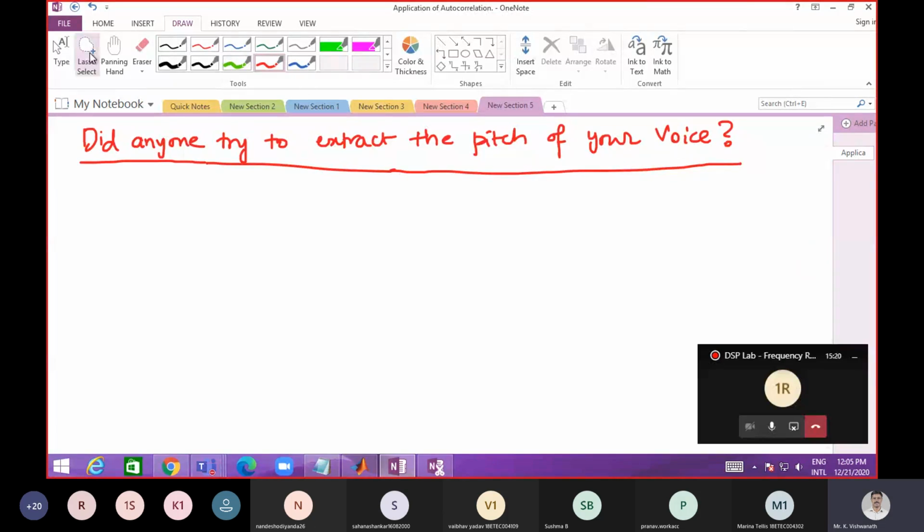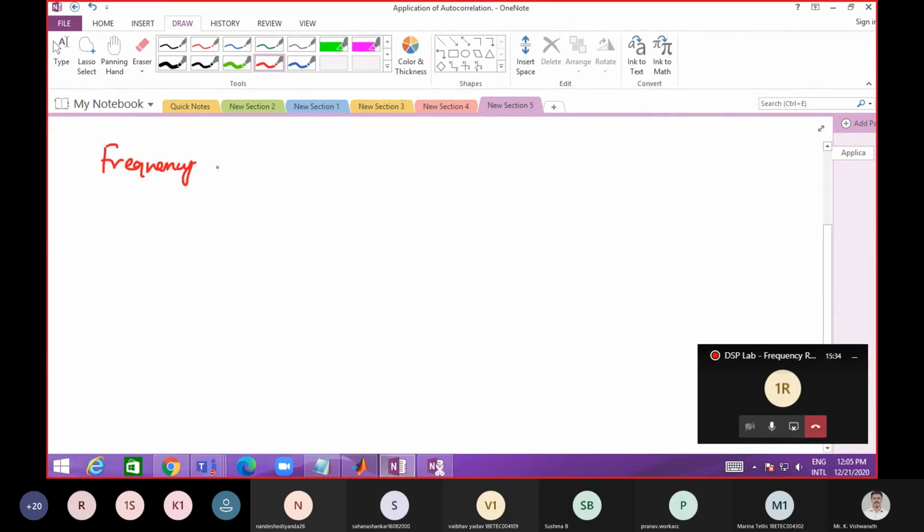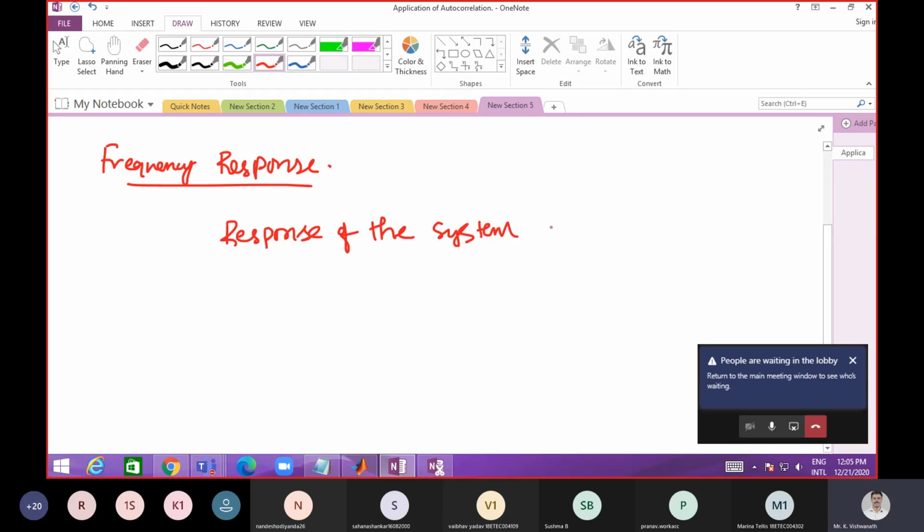So now we'll see the frequency response. What is frequency response? Frequency response is nothing but the response of the system for different input frequencies.